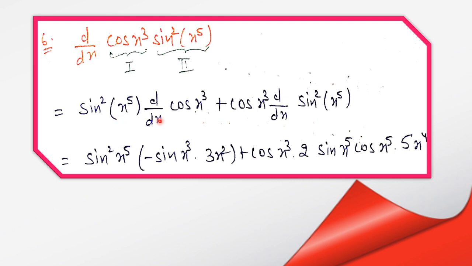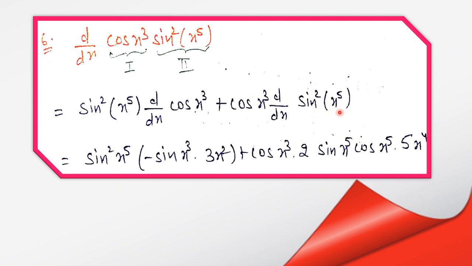Second function as it is, derivative of first, plus first as it is, derivative of second. So first as it is, and derivative of this, cos x cube. So first of all, cos function, what will be the derivative? Minus sine x. Then x cube, what is the derivative? 3x square. Plus cos x cube as it is.